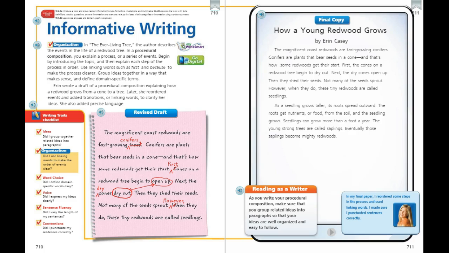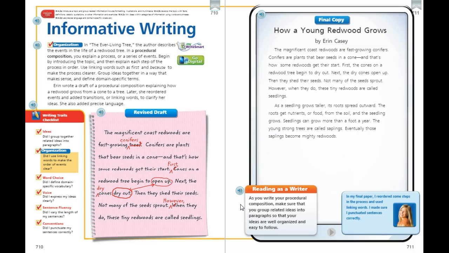All right, I love her topic sentence, and then she goes right into a definition of what a conifer is. All right, she has great transitions and linking words. Her ideas are awesome. The procedure is clearly written so I can understand. And then I like how she ends and gives me a picture of the final product here at the bottom. Okay. As you write your procedural composition, make sure that you group related ideas into paragraphs so that your ideas are well organized and easy to follow.